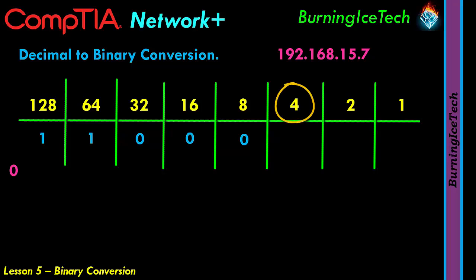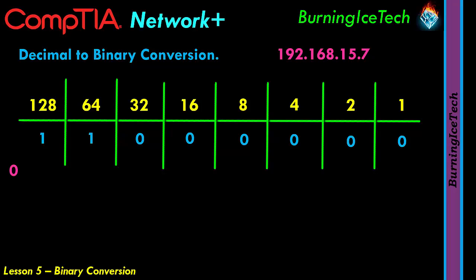4, that's going to be a 0 because that's bigger than 0. So 4 is obviously bigger than 0. So we're going to put a 0 underneath 4. Looking at the second last number, then number 2, that's bigger than 0. So we're going to put a 0 underneath it. And then the last one, folks, even number 1 is bigger than 0. So we're going to put a 0 underneath it. So there we go. We've got 8 1s and 0s.